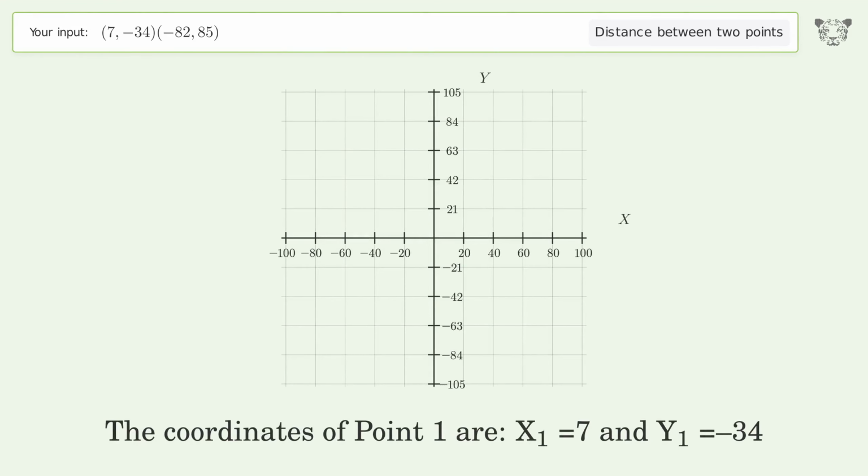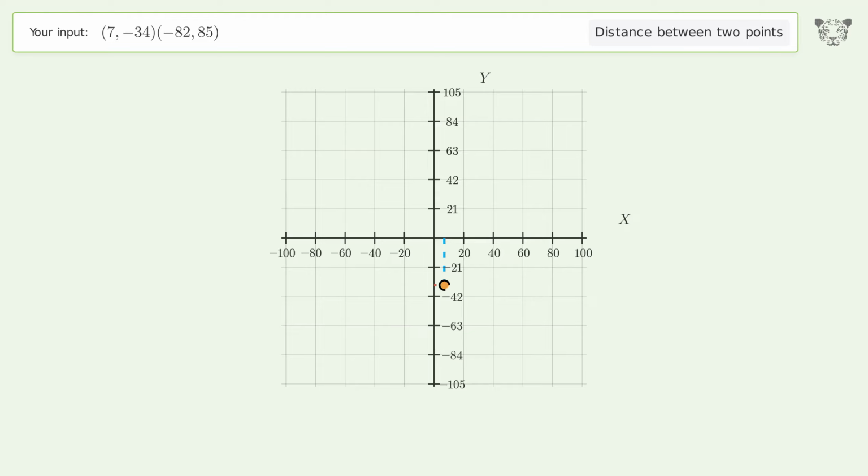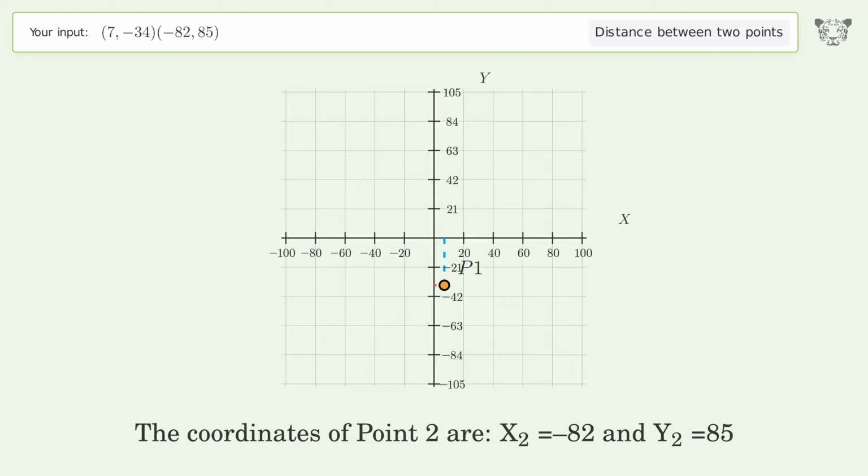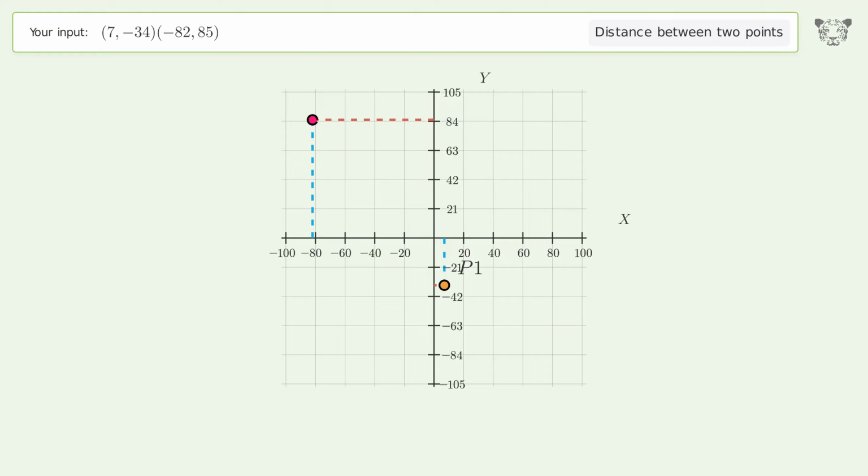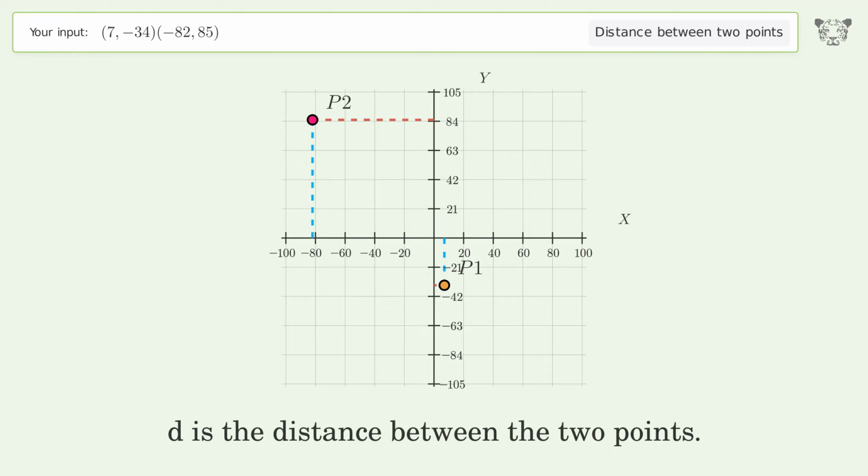The coordinates of point 1 are, x1 equals 7 and y1 equals -34. The coordinates of point 2 are, x2 equals -82 and y2 equals 85. D is the distance between the 2 points.